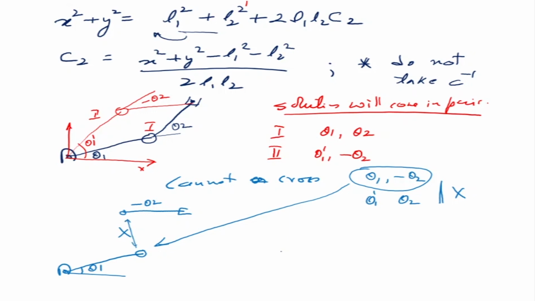Now is this a correct solution? Yes. In terms of mathematics it is correct, because cos of minus theta is equal to cos theta. So as far as cos of minus theta and plus theta is considered, they are the same, but physically it doesn't make any sense because there is no connection here.